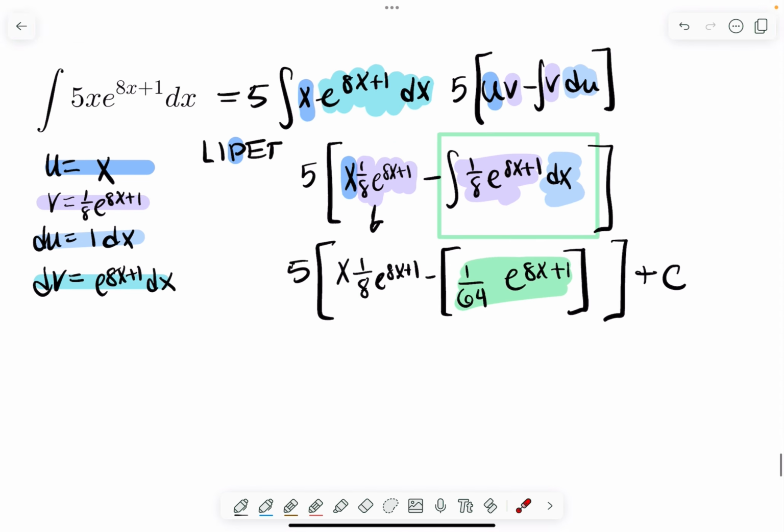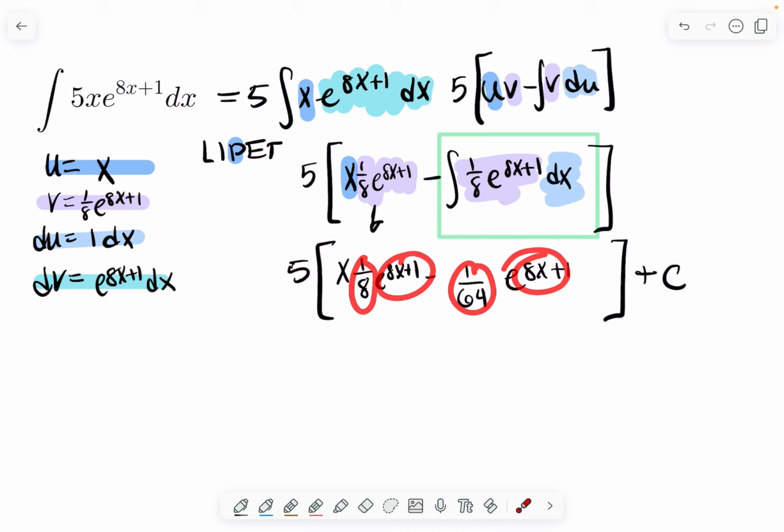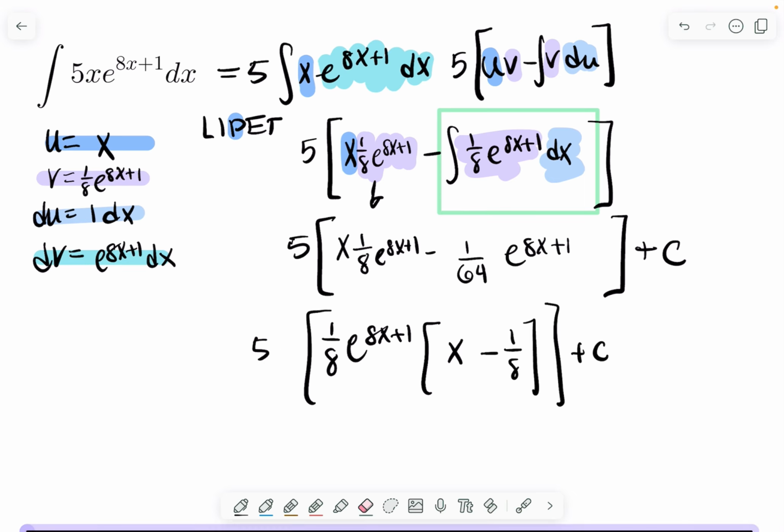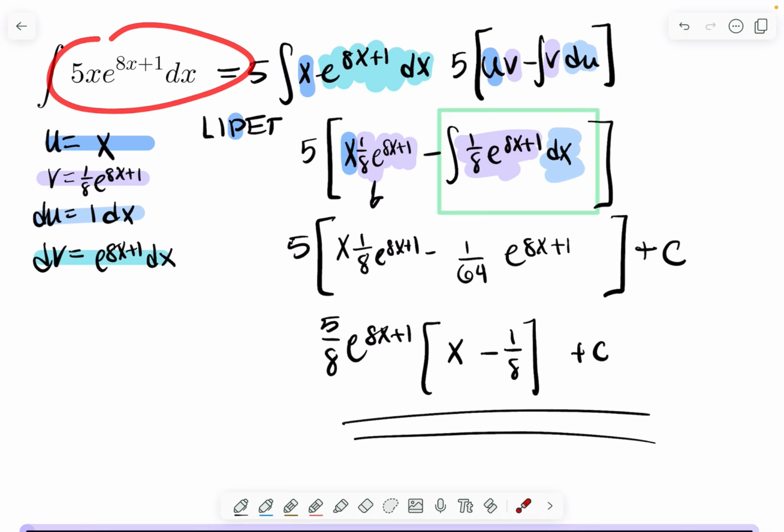Now we forget about everything because we already found everything we need. Now it's just simplifying. So this negative just makes everything here negative. I noticed that both of these have a 1 over 8 in common and e to the 8x plus 1 in common as well. So we'll pull out a 1 over 8 e to the 8x plus 1. Remember, everything's being multiplied by 5. And then to get to this, I'm going to multiply by x. And then to get to this, I have to multiply by 1 over 8, plus C. Then the 5 just gets multiplied here, so this becomes 5 over 8. And this is your final answer to this problem.